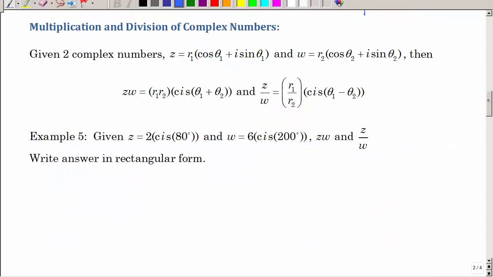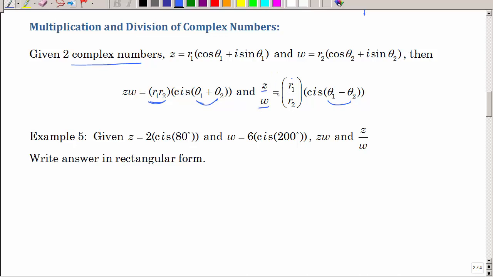So now we know what complex numbers are. We now need to know how to multiply and divide them. It's actually pretty easy. So if we're given two complex numbers, in order to multiply them, we just multiply their r values and add their theta values. If we want to divide, we would divide their r values and subtract their theta. Now remember, subtraction is not commutative, order matters. So you want to make sure that you have the top one minus the bottom one.